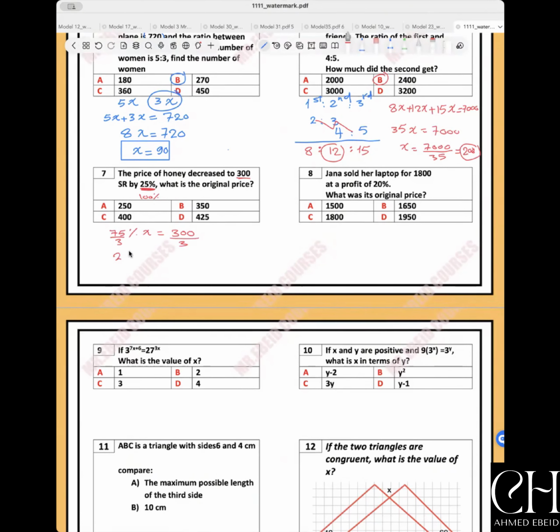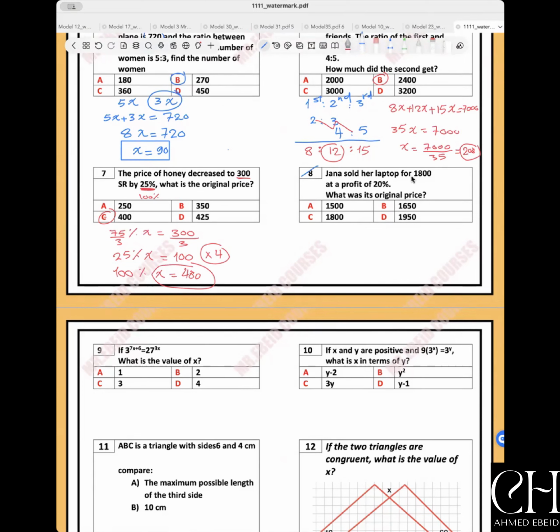So we have 25% of x equals 100. Then multiply both sides times 4. So 100% of x equals 100 times 4, which equals 400. You know that 100% of the number means the same number. So x equals 400. So the answer is C. Let's move to question 8.